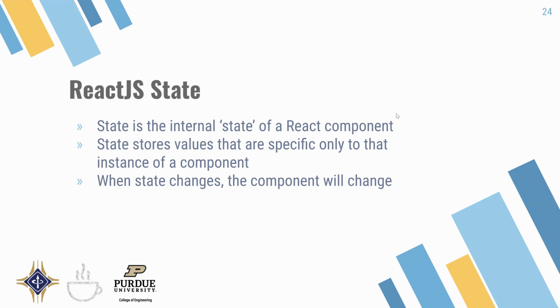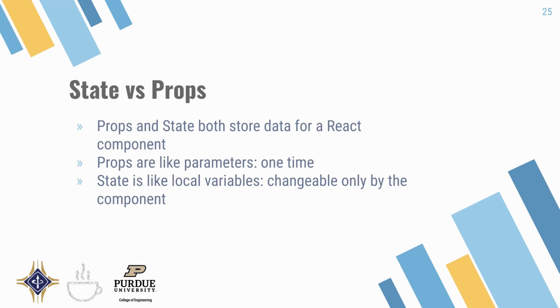All right, so let's start with ReactJS states. State is like a local variable in a component. It stores values that only work with that specific instance of a component. When the state changes, the component also changes with it. States and props are different in that props are like parameters or arguments, passed in one time into the component from the outside, while state is like a local variable. It's set on the inside and changed inside. It's basically a local phenomenon.